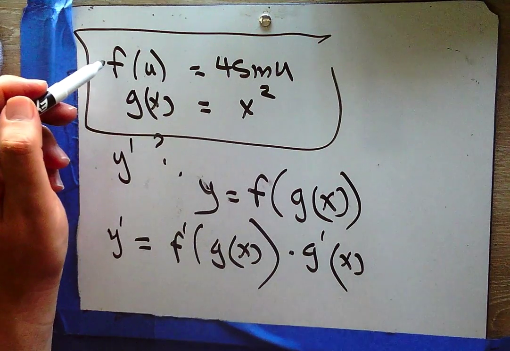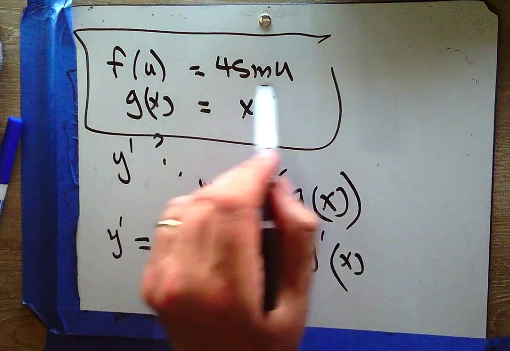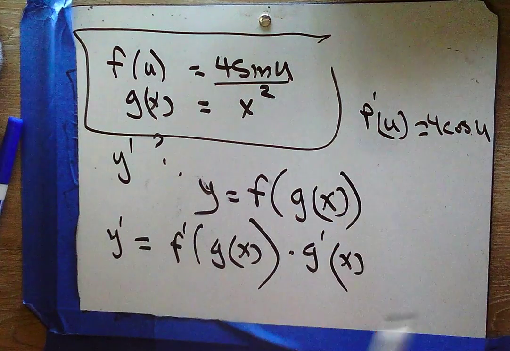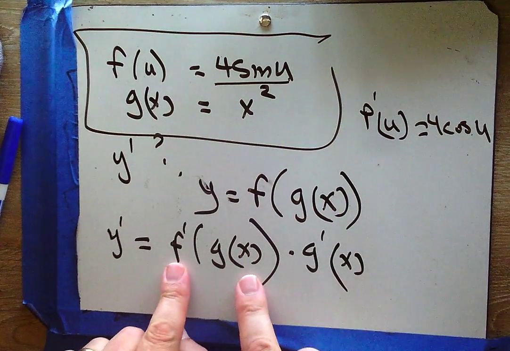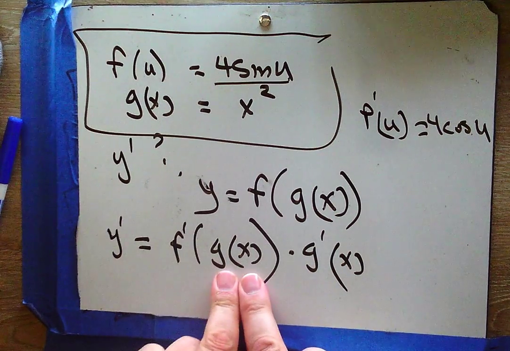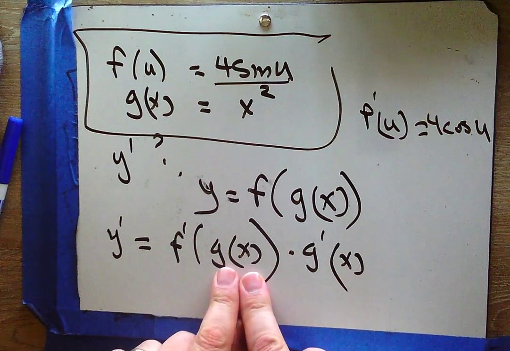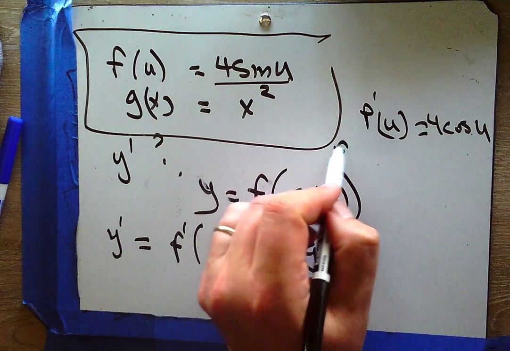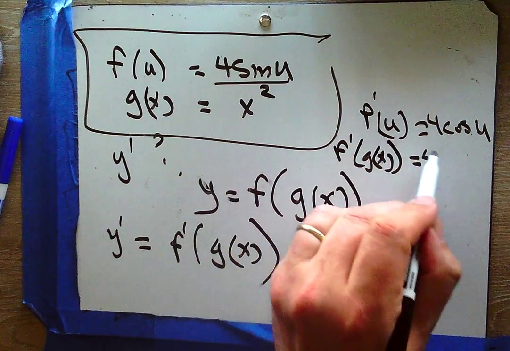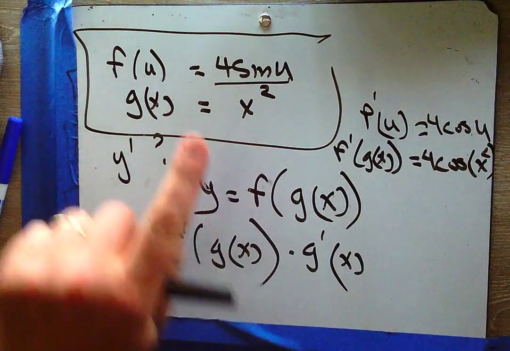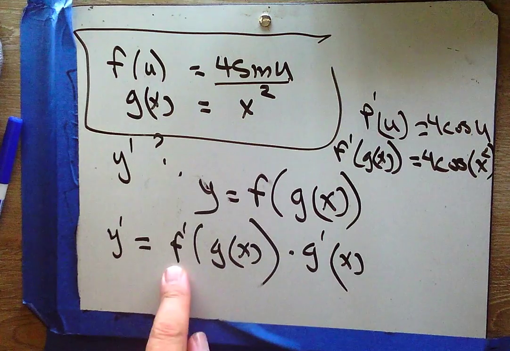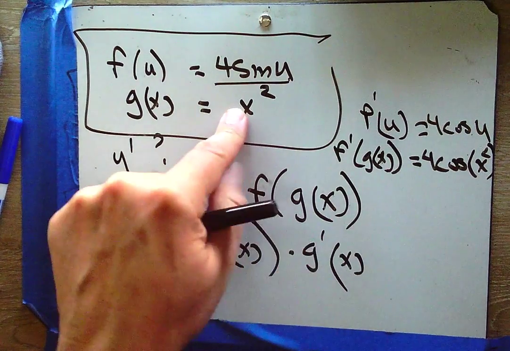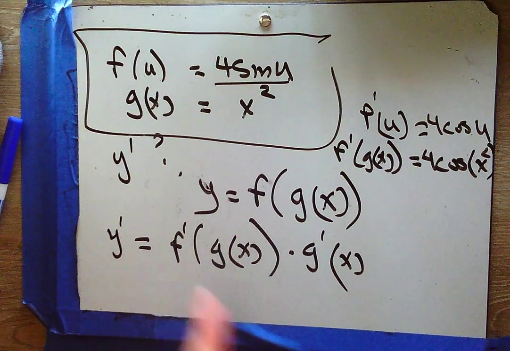Well, here's f, and I need f prime. So f prime of u is 4 cosine u. Notice, however, this says that I'm supposed to take that derivative of f and evaluate it at g of x, which means I'm supposed to take this g of x thing and shove it into that u. Okay, so f prime of g of x is 4 cosine x squared, because I'm replacing that. This is f prime of a thing, and I'm being asked to evaluate that thing at g of x. So I put g of x in to all the u's in f prime of u.